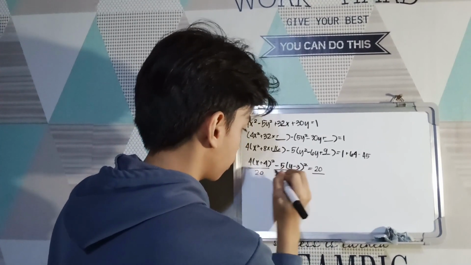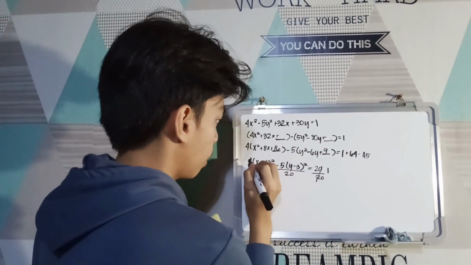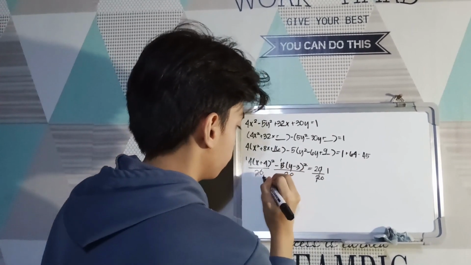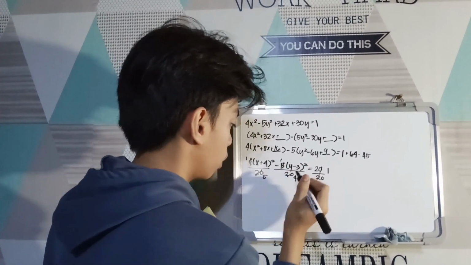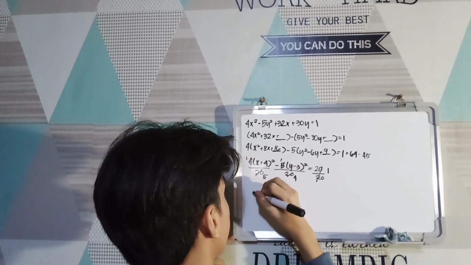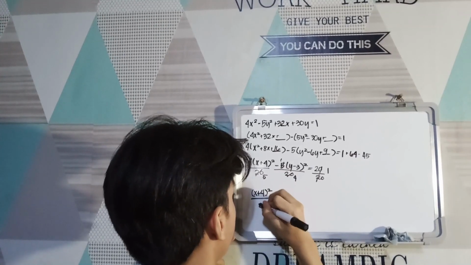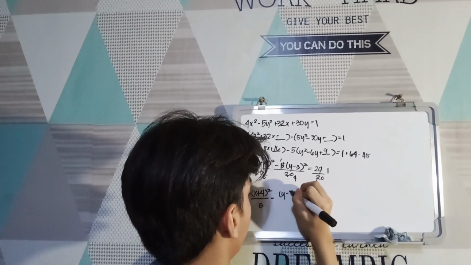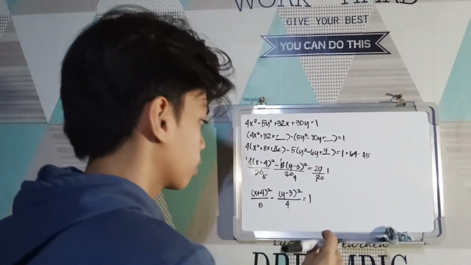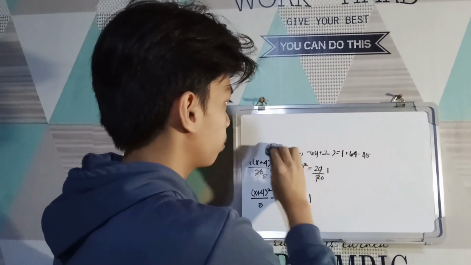So, 20 over 20 is 1, 1, 1. This will become 5, and this one will be 4. So, our final standard equation is (x plus 4) squared over 5 minus (y minus 3) squared over 4 equals 1. Since we now have the standard equation, we can solve for the properties.